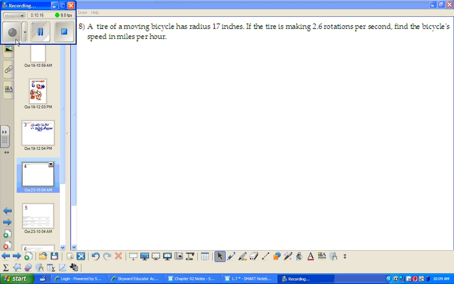So problem number 8, a tire of a moving vehicle has a radius 17 inches. If the tire is making 2.6 rotations per second, find the bicycle's speed in miles per hour.